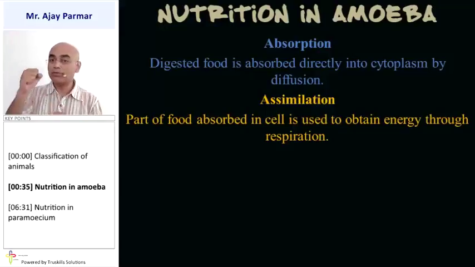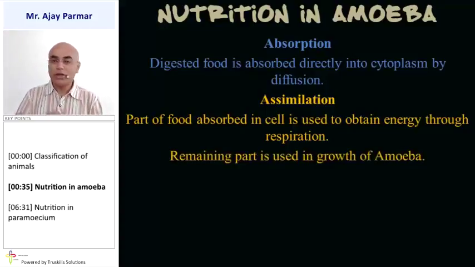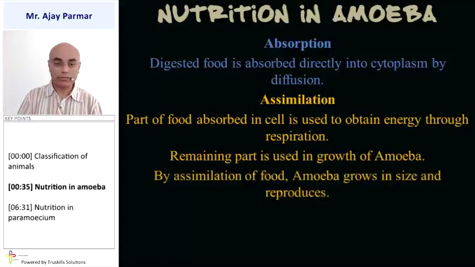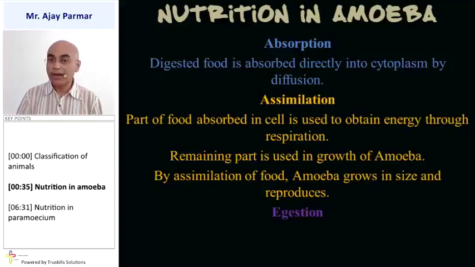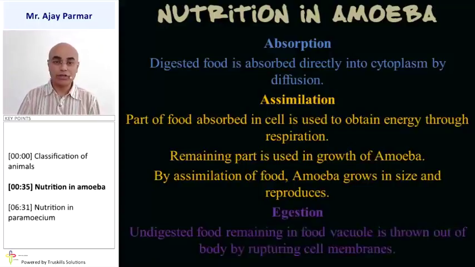So the digested food is absorbed in the cell to obtain that energy. The remaining part which is not used in converting energy is used for the growth of amoeba. By assimilation, amoeba grows in size and obviously undergoes the process of reproduction. And the last process is the egestion process. The undigested food which remains in the food vacuole is thrown out of the body by rupturing the cell membrane.